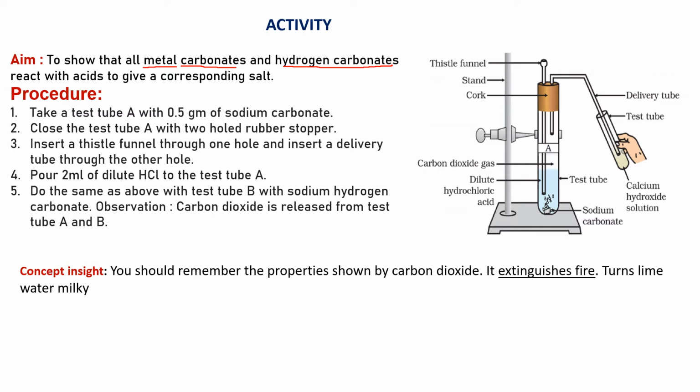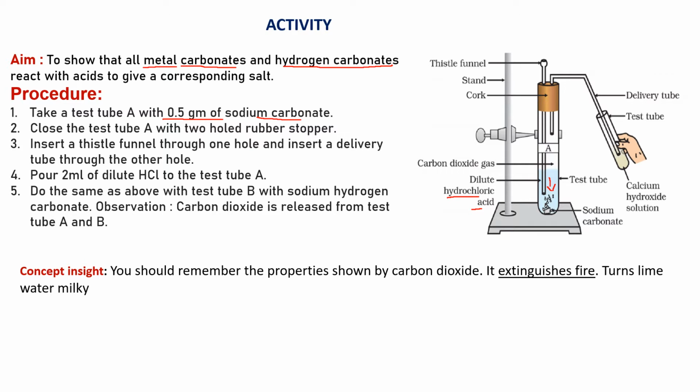Now we are going to react this carbonate with acid. It gives a corresponding salt. Here also we are getting a salt. You have to take a test tube in which you take 0.5 gram of sodium carbonate. Then you have to add dilute hydrochloric acid. Whenever you add acid, make sure you add it with the help of a thistle funnel, so that acid can be added drop by drop.